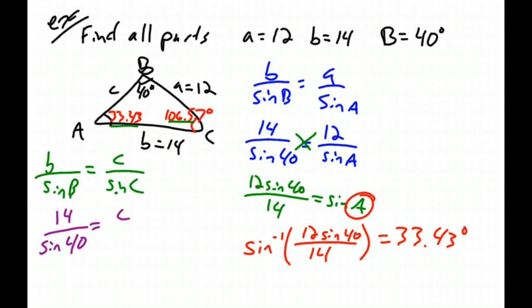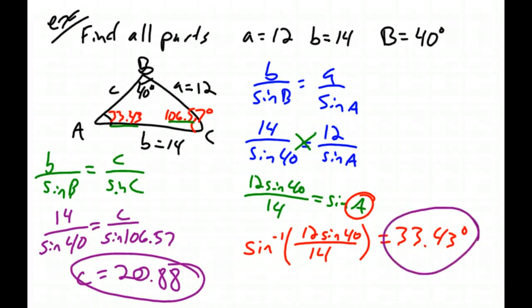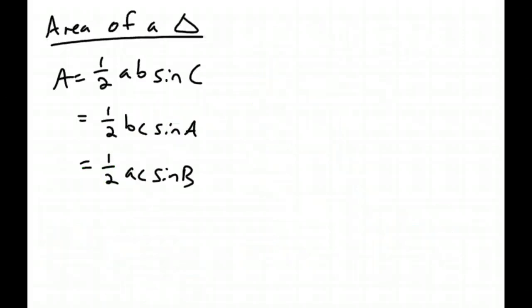C is something unknown, and sine of 106.57, and magically, c will be 20.88, and there she is. I have found c. I have found angle A. I have found angle C. And that's all I needed. So, buonissimo!